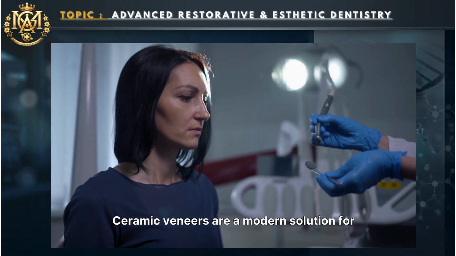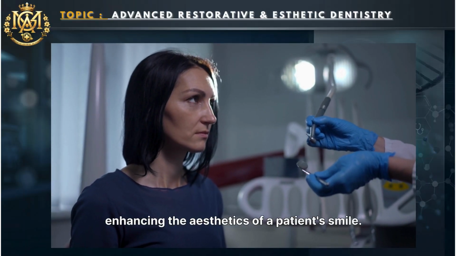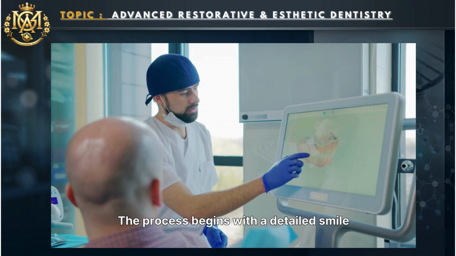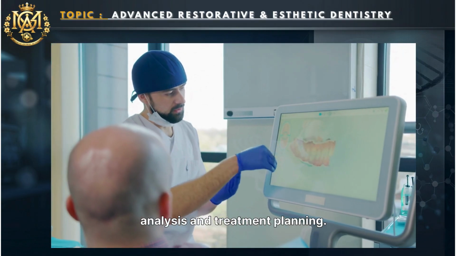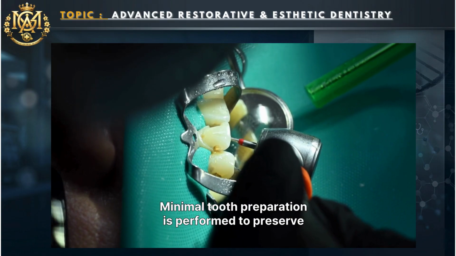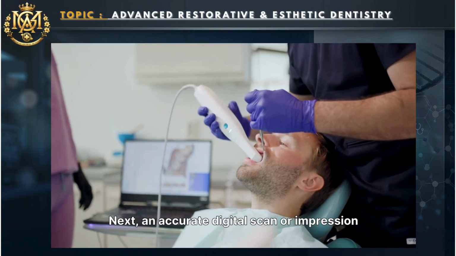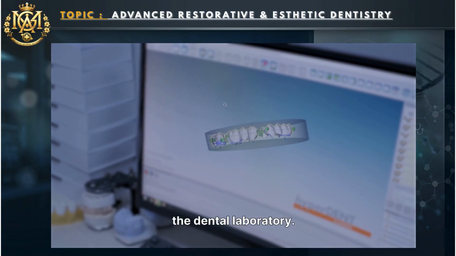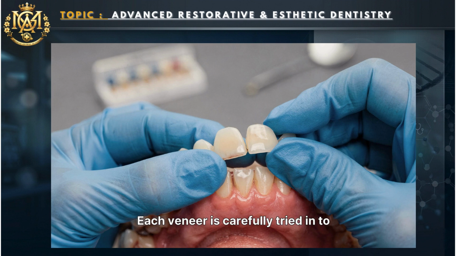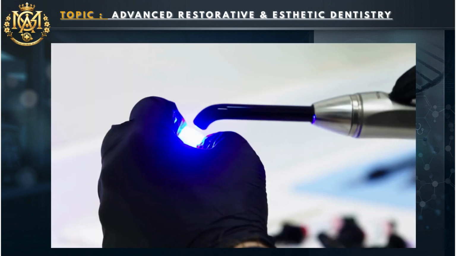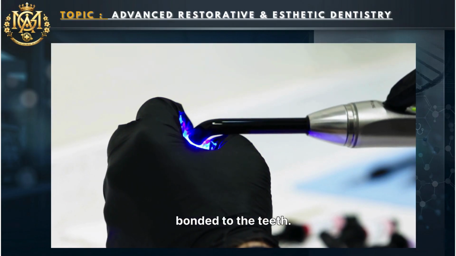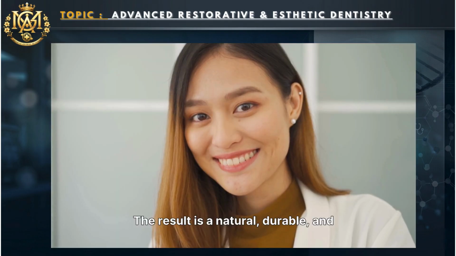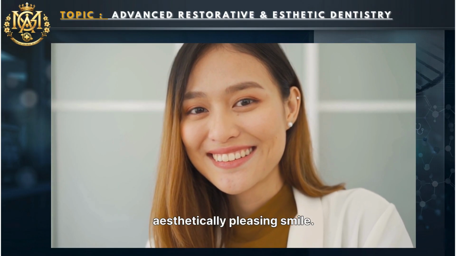Ceramic veneers are a modern solution for enhancing the aesthetics of a patient's smile. They are commonly used to correct discoloration, gaps, and minor alignment issues. The process begins with a detailed smile analysis and treatment planning. Minimal tooth preparation is performed to preserve natural enamel. Next, an accurate digital scan or impression is taken. The ceramic veneers are then fabricated in the dental laboratory. Each veneer is carefully tried in to evaluate fit, shape, and shade. Using adhesive techniques, the veneers are permanently bonded to the teeth. Final polishing and occlusal adjustments ensure optimal function. The result is a natural, durable, and aesthetically pleasing smile.